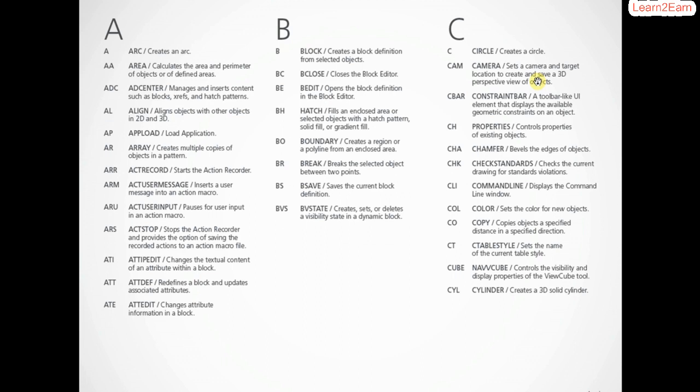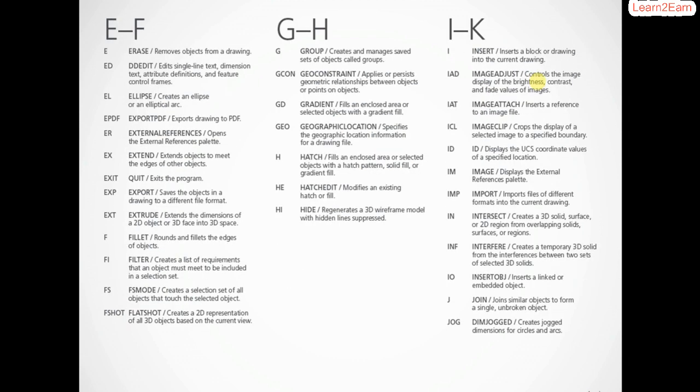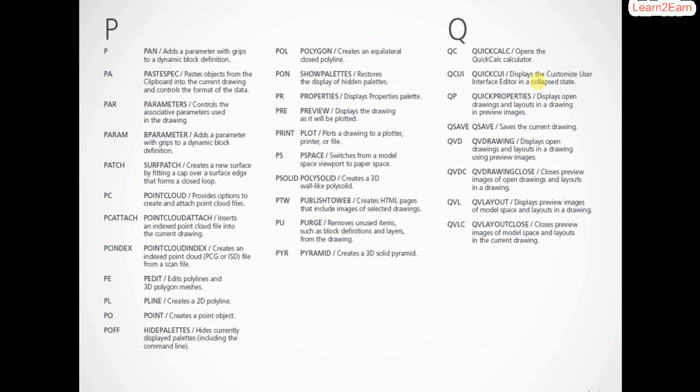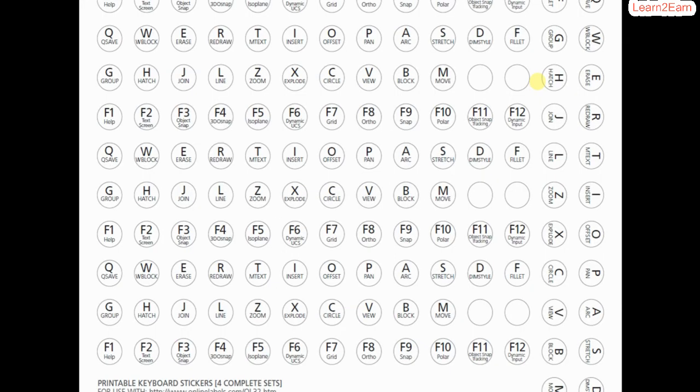Then comes some hotkeys from A to Z, like A for an arc, B for block, C for circle, L for line, and so on. You cannot get all of them at once, but when you will be practicing, you will become better and better with the passage of time.